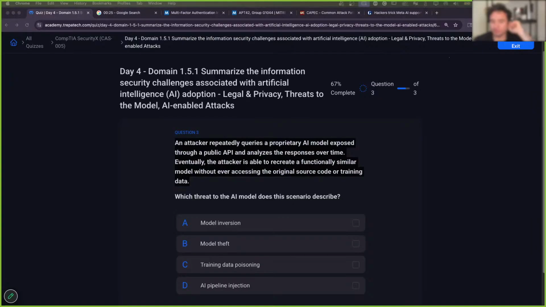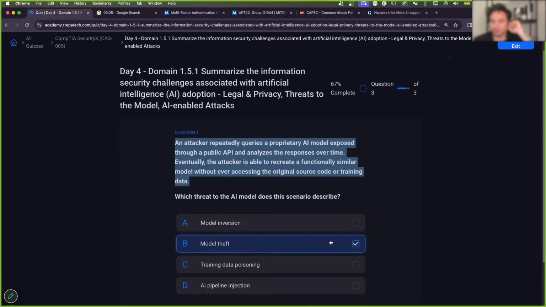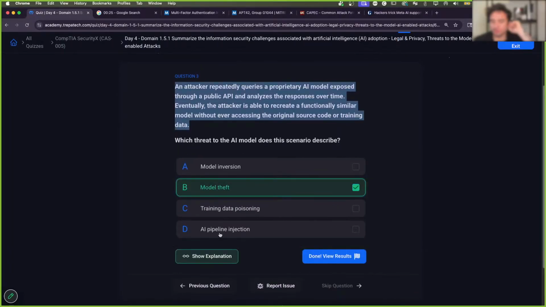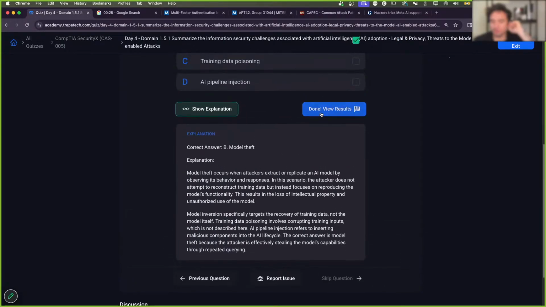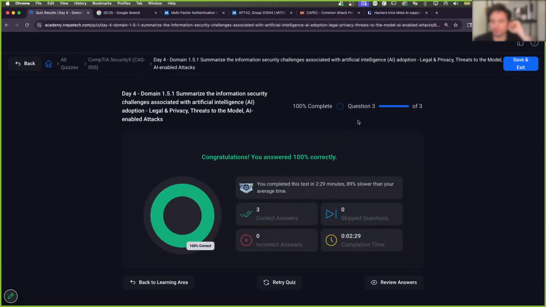Question 3. An attacker repeatedly queries a proprietary AI model exposed through a public API and analyzes the responses over time. Eventually, the attacker is able to recreate a functionally similar model without ever accessing the original source code or training data. So they just stole the model. That's like what DeepSeek did, right? Which threat to the AI model does this scenario describe? Which technically isn't illegal. This is going to be B, model theft. All right, 100%.